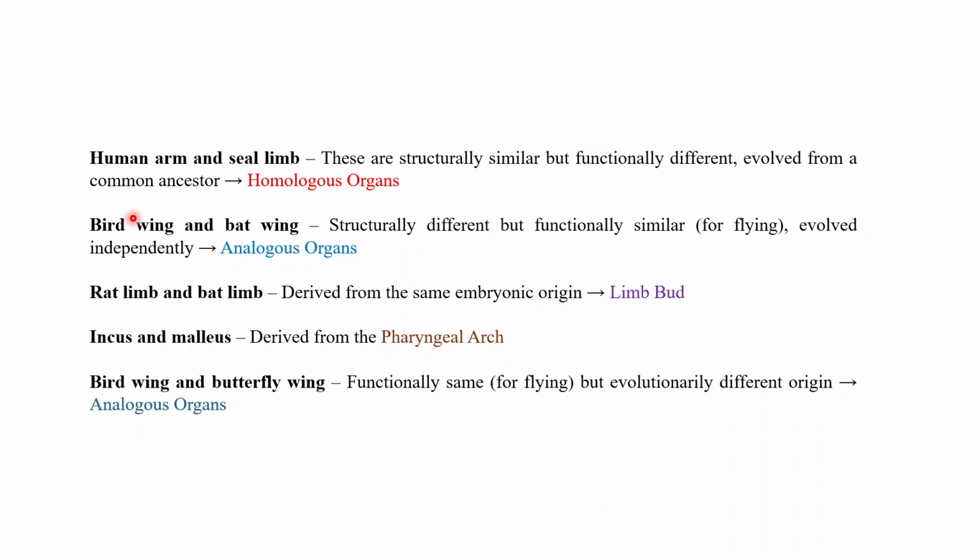Their ancestry is common, their ancestry is the same, but over the due course of time they have evolved in such a way that now they perform different functions. So structurally they are similar, but over time they have evolved in such a way that now they function differently. So, homologous means they are structurally similar but functionally different.